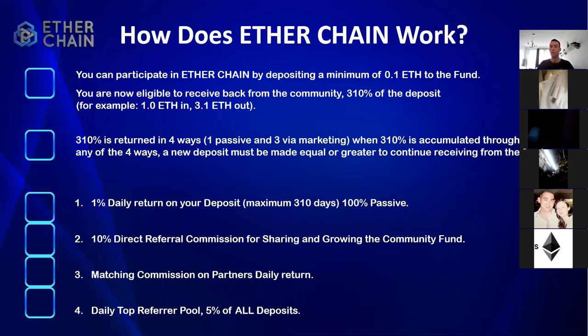Now, when the 310% is accumulated through any of the 4 ways, a new deposit must be made, equal or greater, to continue receiving from the fund. The 4 different ways are as follows. Number 1 is the 1% daily return on your deposit. This is something every single community member in EtherChain is receiving. It goes for a maximum of 310 days, and it is 100% passive. The second one is a 10% direct referral commission for sharing and growing the community fund. We also have a matching commission on your partner's daily return and a daily top referral pool, which goes by 5% of all deposits. We're going to have a look at them in detail.